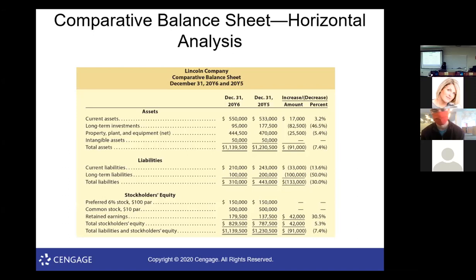Okay, so we can see that current assets for this company, Lincoln Company, have gone from $533,000 in the prior year, which we can also call the base year, up to $550,000 in the current year, an increase of $17,000. It's also an increase of 3.2%. How do you think we calculate that 3.2%? Well, you take the original number and subtract the new number from the original number and divide it by the original number, or something like that.